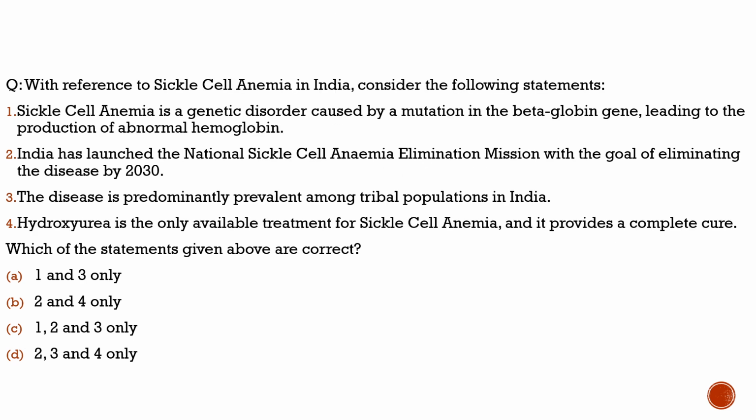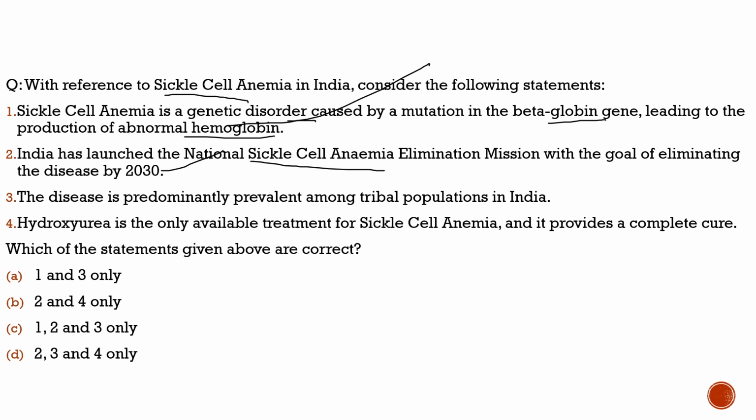Well, this question is about sickle cell anemia. With respect to this disease also, we have discussed this question many times, but let's have a final look at it. Let's see what the question says. With reference to sickle cell anemia in India, consider the following statements. First statement, sickle cell anemia is a genetic disorder caused by a mutation in the beta globin gene, leading to the production of abnormal hemoglobin. 100% correct. Second statement, India has launched the National Sickle Cell Anemia Elimination Mission with the goal of eliminating the disease by 2030. 100% correct.